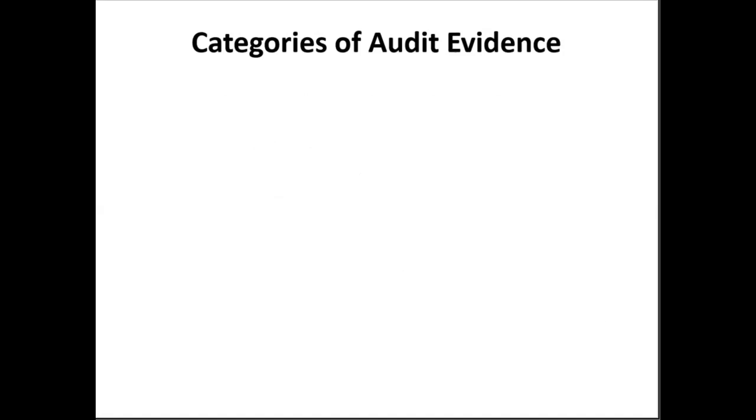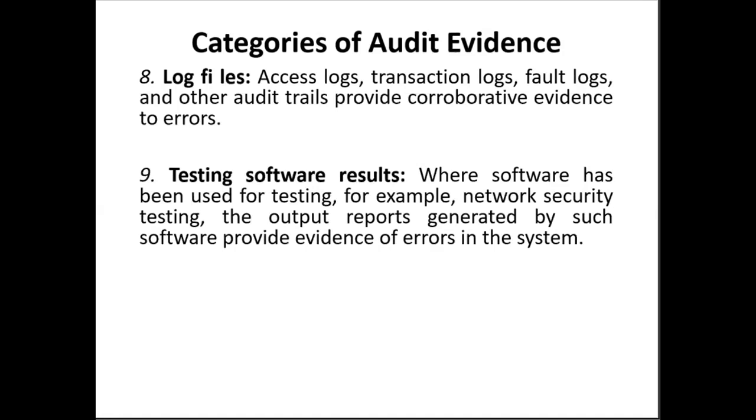Then the last but not the least is testing software results, where software has been used for testing. For example, in network security testing, output reports generated by such software provide evidence of errors in the system. And the last one is what we refer to as analytical procedures. And this will involve the use of comparisons and mathematical approaches, using ratios, in order to determine the relationship between different tasks, to determine the reasonableness of the processes and activities that are being audited. Okay, so 10.